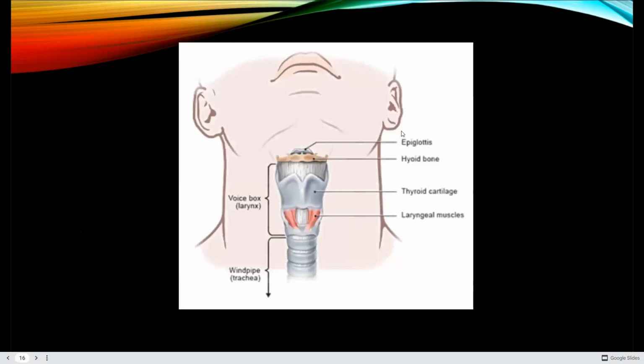Illustrate. This is your larynx. Okay. Trachea is going to your stomach. The epiglottis is in here. So this is the switch between trachea and your esophagus. Okay. Thyroid cartilage and laryngeal muscles. This is your Adam's apple. The thyroid cartilage. Your thyroid gland is in here.